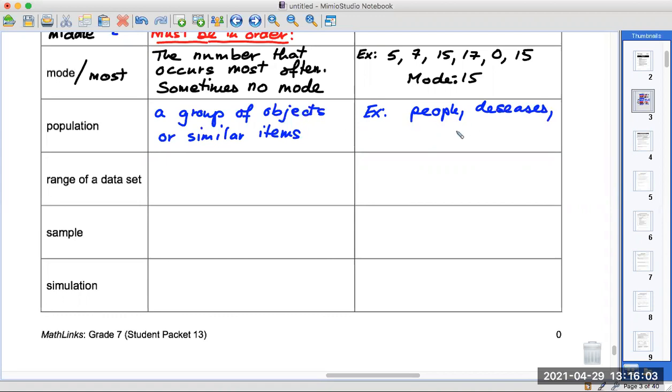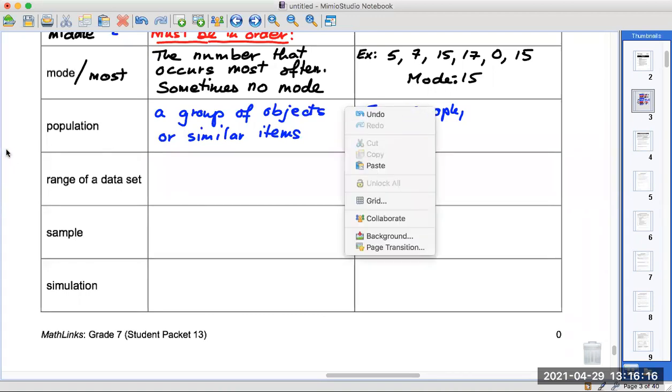Did I spell this right? Diseases. Don't even know. Let's erase it. I don't want to make a fool out of myself. Don't know how to spell diseases. I'll just leave that one example.